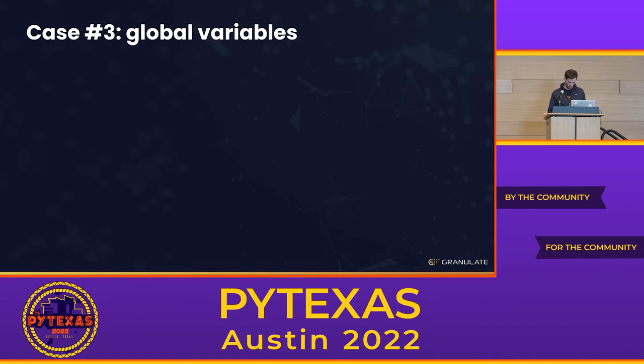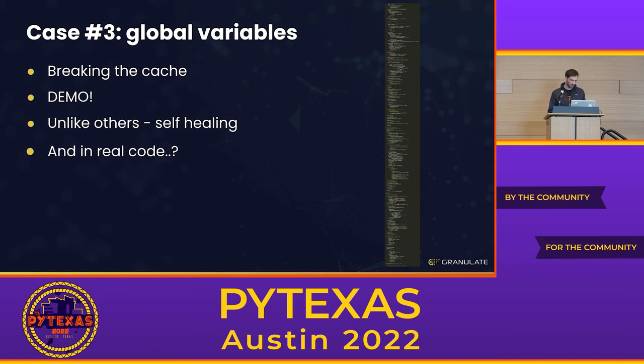Now, this cache can break, but I have 10 minutes, so I think we will skip this demo, and I'll just explain about it. This optimization, unlike the other two, which are ones that break, and once they break, you have to restart the interpreter or redefine the class or recreate the dictionary in order to revert to the previous state, this optimization is self-healing. If you do change the version of a dictionary, for example, if you do modify a global variable, then upon the next time, the cache will just self-heal, and we'll continue caching going forward.